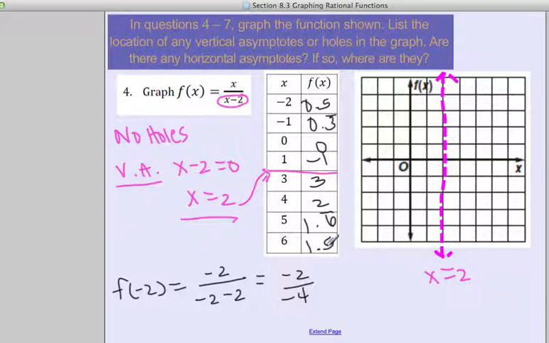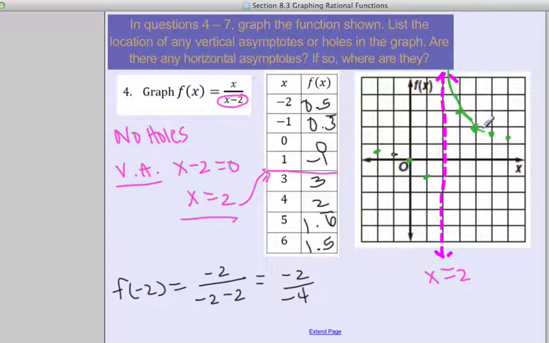So I'm going to go ahead and plot these values. At -2, I have 0.5. At -1, I have 0.3. At 0, I have 0. At 1, I have -1. And then notice at 3, I have 3. So this is where it kind of jumped across. And then at 4, I have 2. At 5, I have 1.6. At 6, I have 1.5. So I'm going to go ahead and graph this.